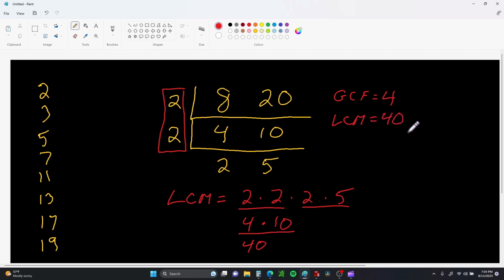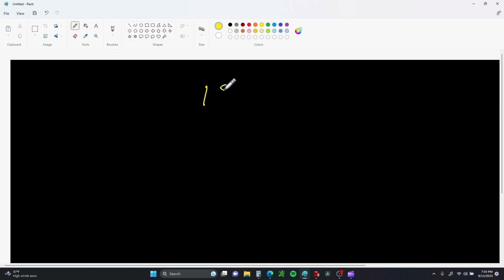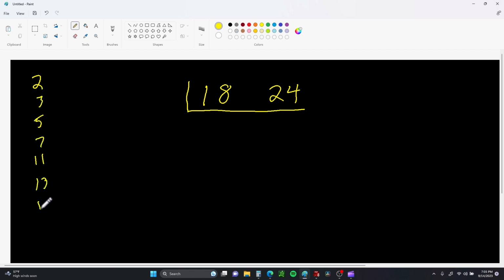I'll do one more example. The two new numbers are going to be 18 and 24. I put them in the ladder step. My prime numbers are 2, 3, 5, 7, 11, 13, 17, and 19. Now, if you're doing these for school, you can just write this one time in your notebook and keep referring back to it. Both of these are even numbers, so they're divisible by 2.